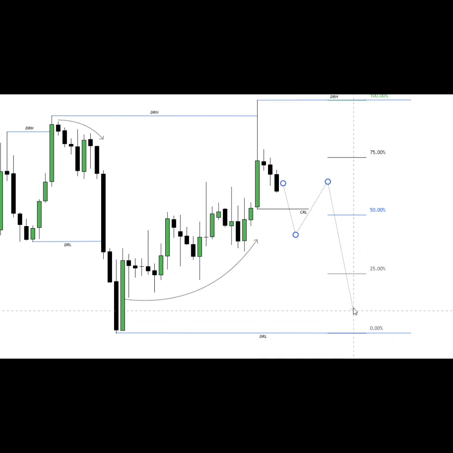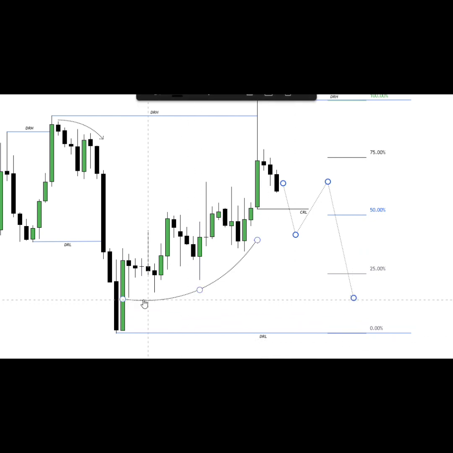But overall, my anticipation is for price to come back into this low right about here, which is below our 25%, which is our extreme discount. So yeah, that's what I'm anticipating.